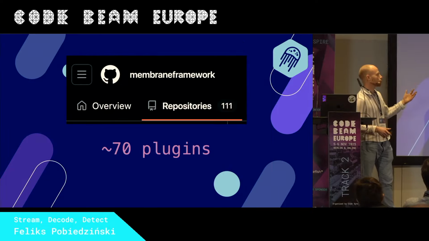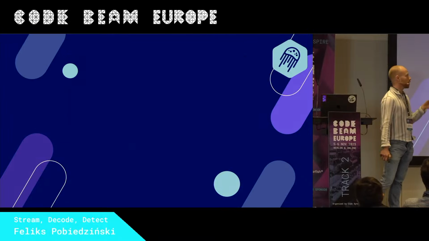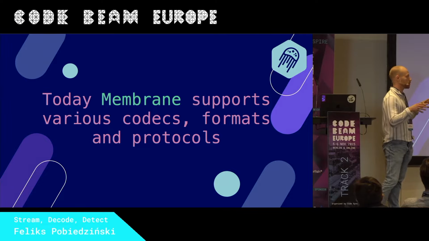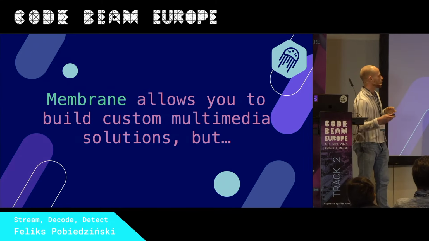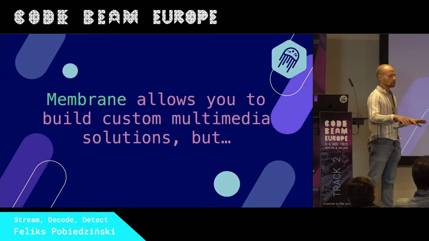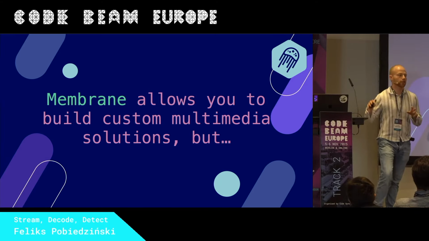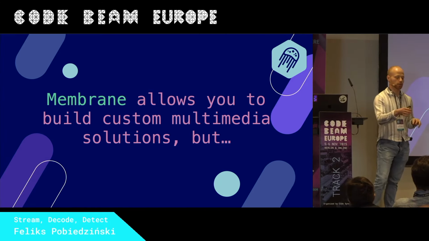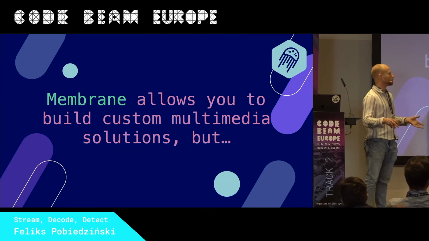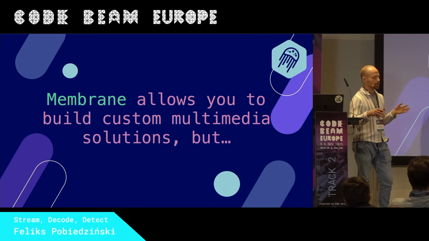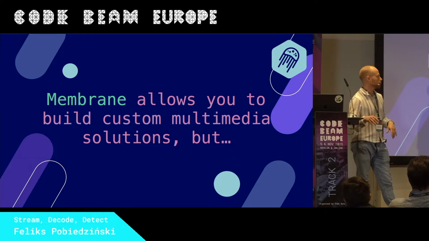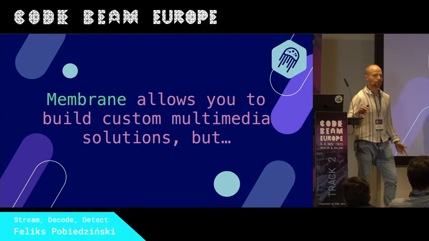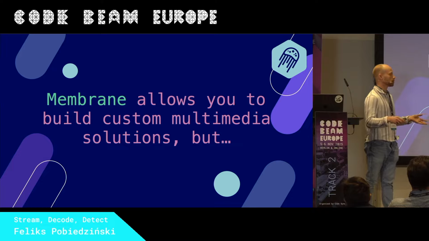In fact, the Membrane Framework GitHub organization contains over 70 plugins, and each of these plugins supports a specific multimedia codec, protocol, format, or container. And you can use these plugins to build up custom multimedia processing pipelines that can be suited to a various set of use cases. The flexibility offered by Membrane means that it can be used in a very wide range of problems. And if you have a multimedia problem that you want to solve, there is a very big chance you will be able to do it with Membrane.